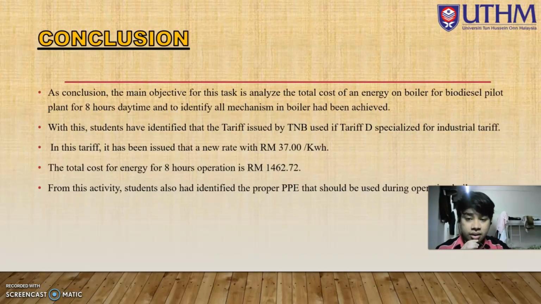For the conclusion, the main objective of this task is to analyze the total cost of energy on the boiler for the biodiesel pilot plant for 8-hour daytime and to identify all the mechanisms in the boiler, which had been achieved. With this, we have identified that the tariff issued by TNB is specialized for industrial tariff. In this tariff, a new rate of RM 0.37 ringgit Malaysia per kilowatt hour has been issued. The total cost of energy for 8 hours operating is around RM 1,462.72.